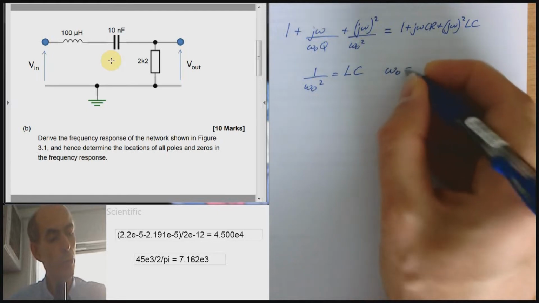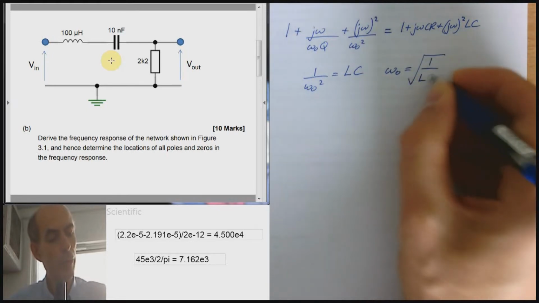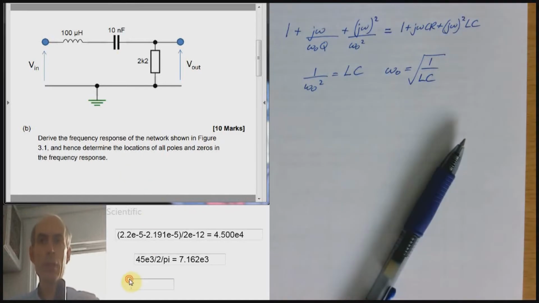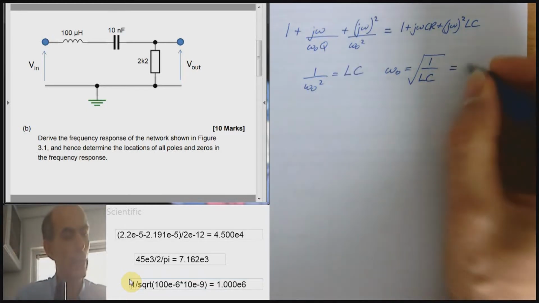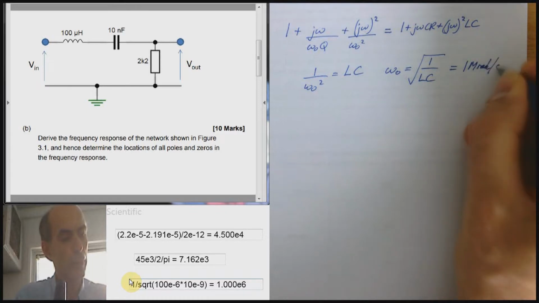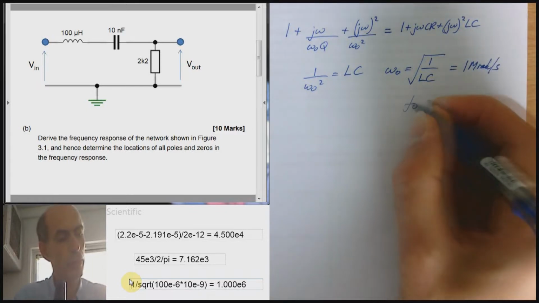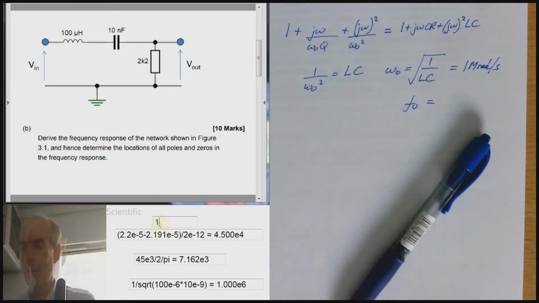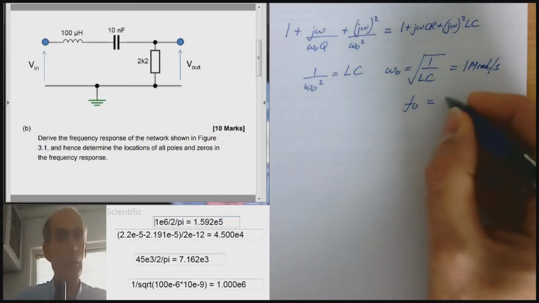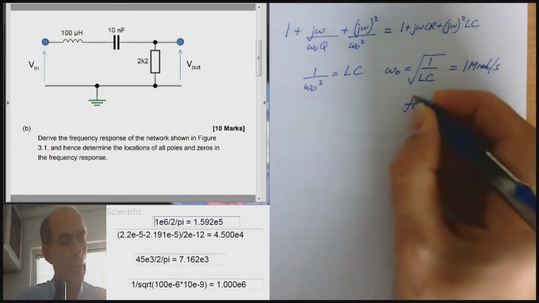omega naught is the square root of 1 over LC, and if we put in the values for that down here, 1 over the square root of LC gives me 1 mega radian per second, which in terms of hertz would be, just divide by 2 pi, about 159 kilohertz. That's accurate enough.